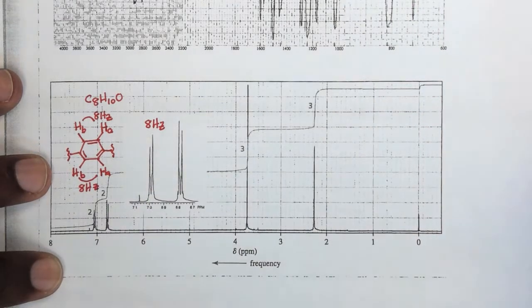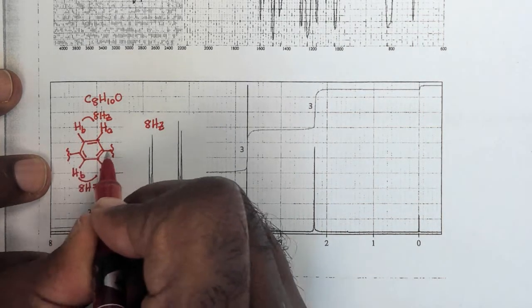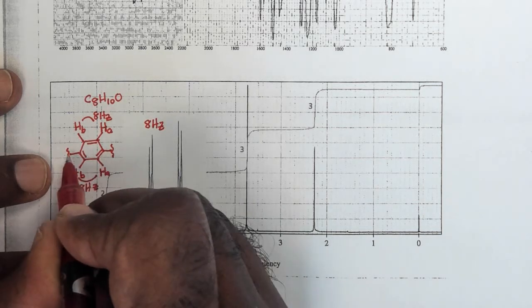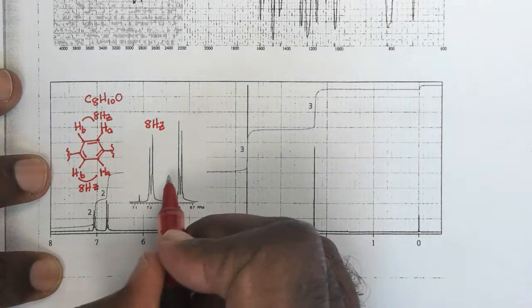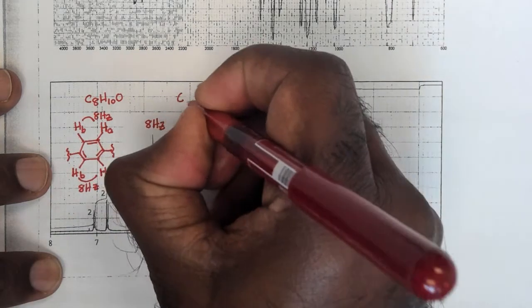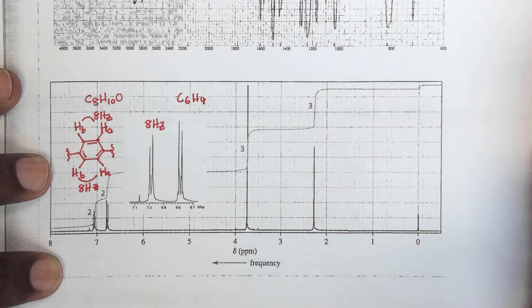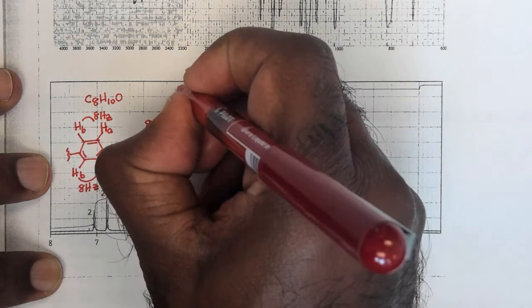This pair of doublets on an aromatic ring is very, very typical of a para-disubstituted ring, and I say para-disubstituted because I have two substituents, so di-substituted, and they are situated para to each other. So we call this a para-disubstituted system, and very typical of this system is a pair of doublets in the aromatic region of the spectrum with coupling constants of about 8 Hertz each. So I have a C6H4 fragment.